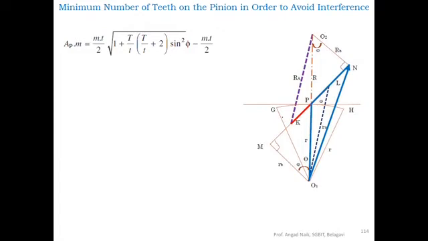Therefore, it is AP into m is equal to mT by 2 into square root of 1 plus t by T into t by T plus 2 into sine square phi minus, this is that term, mT by 2. If you further simplify, we get mT by 2 into square root of 1 plus t by T into t by T plus 2 into sine square phi minus 1. So mT by 2 is taken as common.